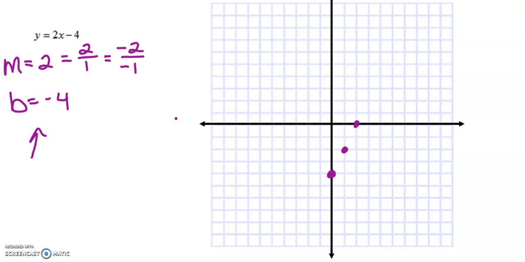You should be on the x-axis on this point. Rise 2 up, run 1 to the right. And you can do this as much as you can fit.